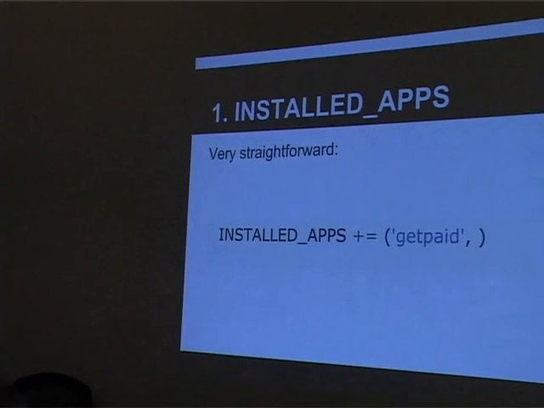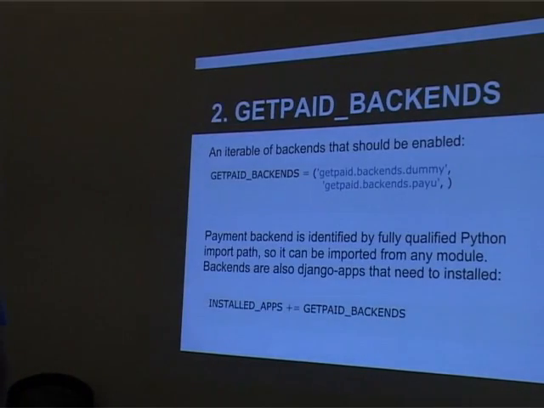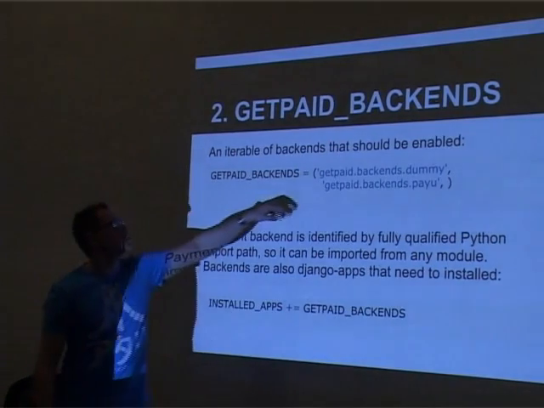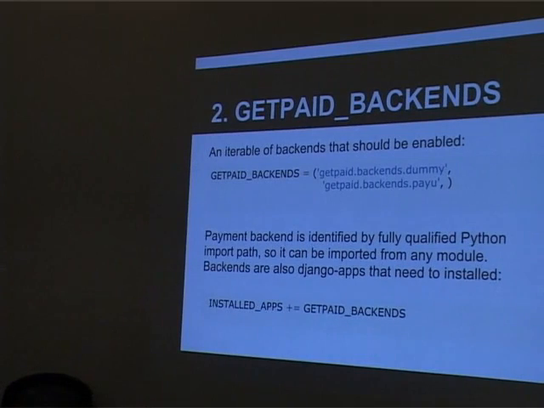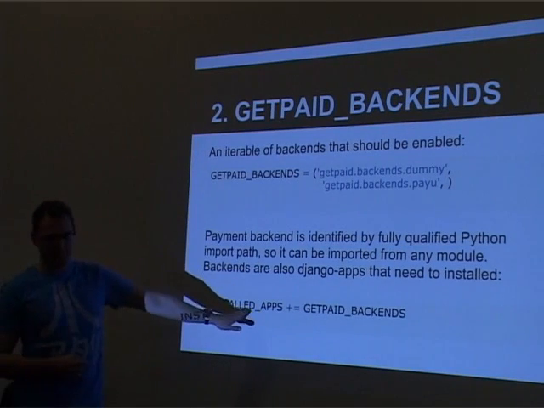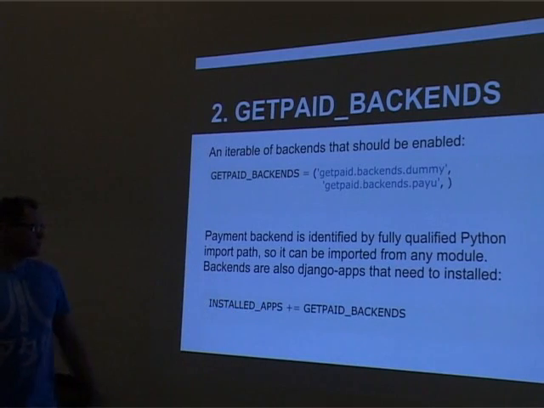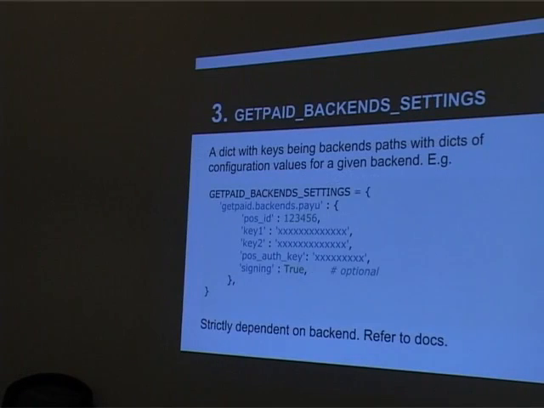So first thing, just add it to the installed apps. And what then? getpaid requires you to define getpaid backends, which are the full Python paths for the backend. So here you can plug any backend, not only from getpaid itself, but you can write your appropriate backend as a third-party provider and put it here. And then each of these backends is also a standalone Django app, so you need to put it also here into the installed apps. This is a good idiom because it will be consistent, and you won't forget about it if you do it that way. Okay.